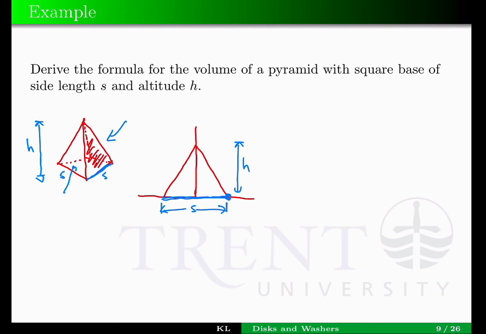Meaning, this point here has coordinates s over 2, comma, 0. This point here, since that's the top of our pyramid, will have coordinates 0, comma, h. So what we can do in order to find the volume of the solid is we pick a slab.